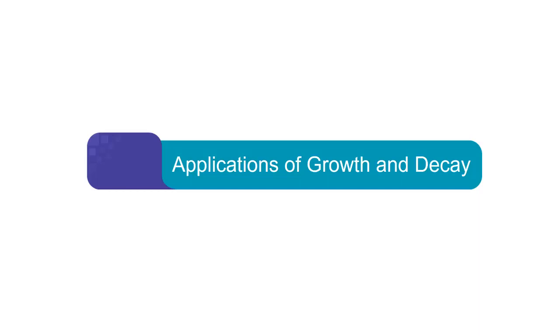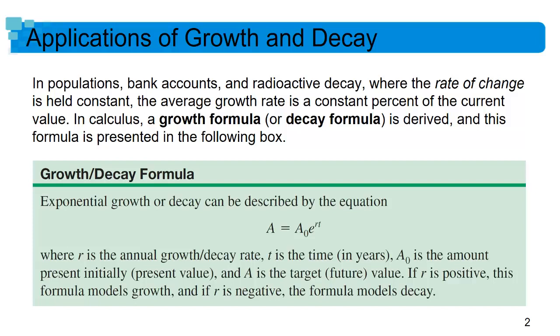Welcome to our discussion on applications of growth and decay, which are really just applications of exponential and logarithmic functions. Now, in populations, bank accounts, radioactive decay, all these different types of things, there's always a rate of change, and we're always going to hold that constant. So the average growth rate is basically considered as a constant percent of the current value.